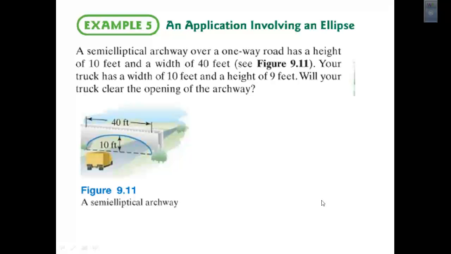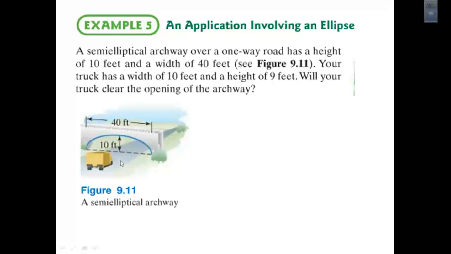All right, now a semi-elliptical archway over a one-way road has a height of 10 feet and a width of 40 feet. See this figure right here. Your truck has a width of 10 feet and a height of 9 feet. Will your truck clear the opening of the archway?